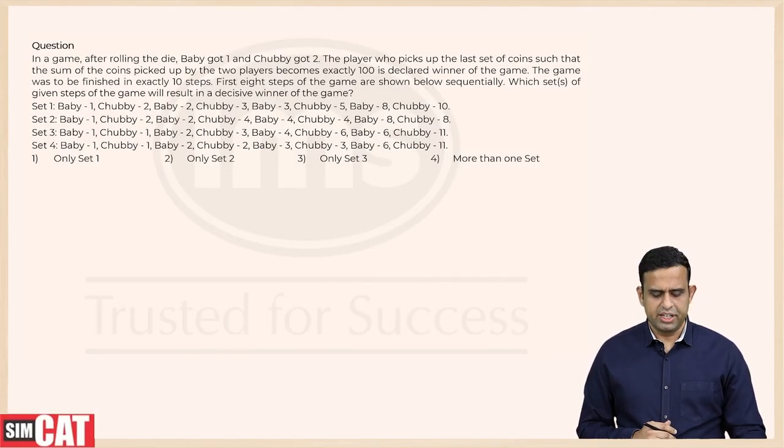In the next sum, it is given that in a game, after rolling the die, Baby got a 1 and Chubby got a 2.